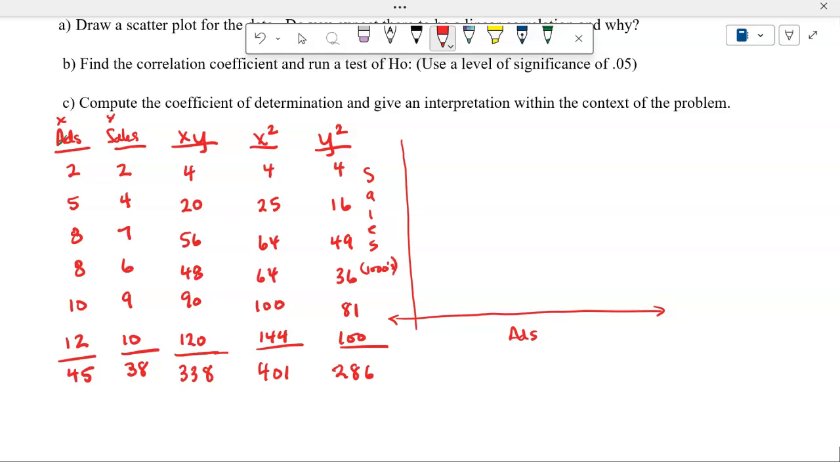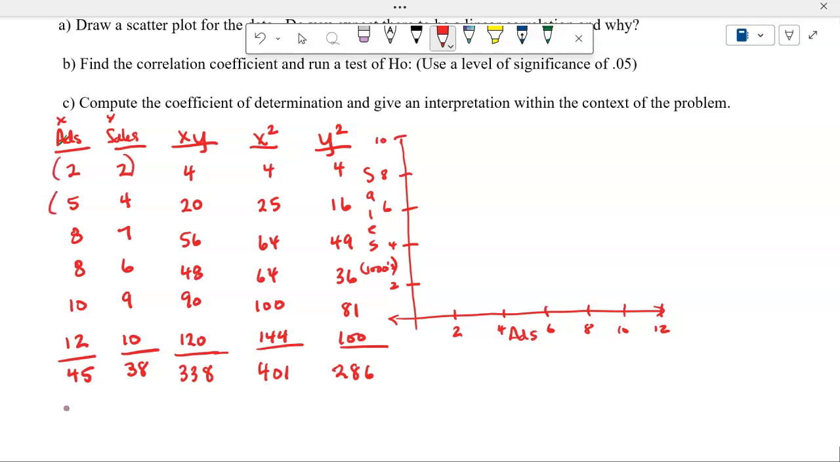Now, the units do not have to be the same on the x and y-axis. For instance, on the ads, here it's 2 to 12, so I'm going to use units of 2. Same units, I'm going to use the same units for sales, but those are actually in thousands, aren't they? 2,000, 4,000, 6,000, 8,000, and 10,000. Now plot each one of these points.